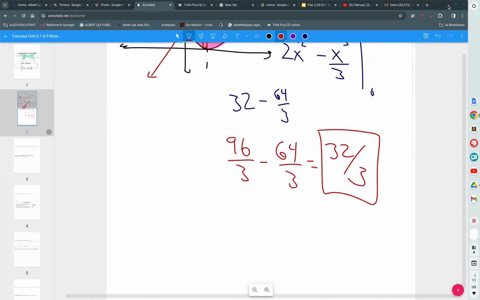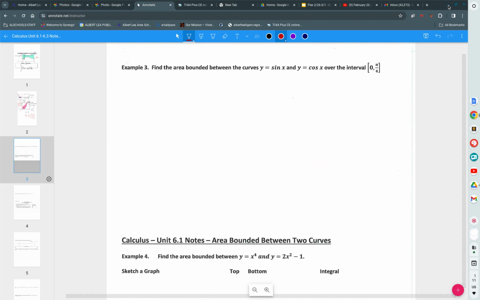Not too bad. We do our last one. Find the area bounded between the curves y equals sine of x and y equals cosine of x over the interval 0 to pi over 4. Work with the person next to you and see if you can draw the region and the represented area first.